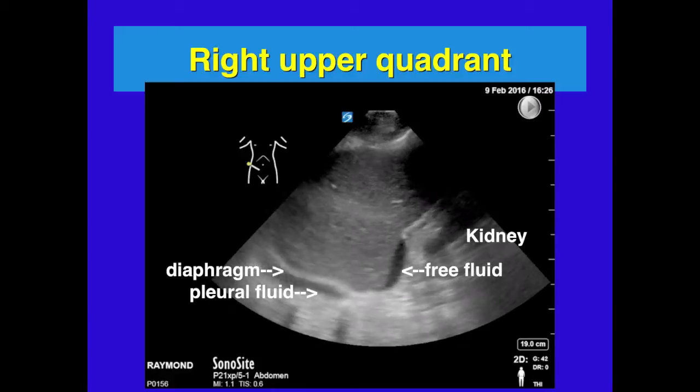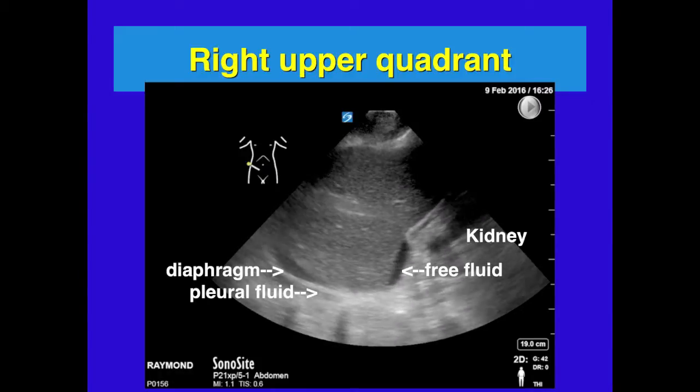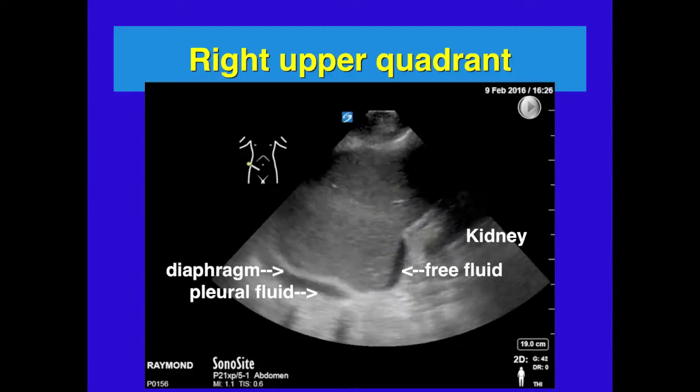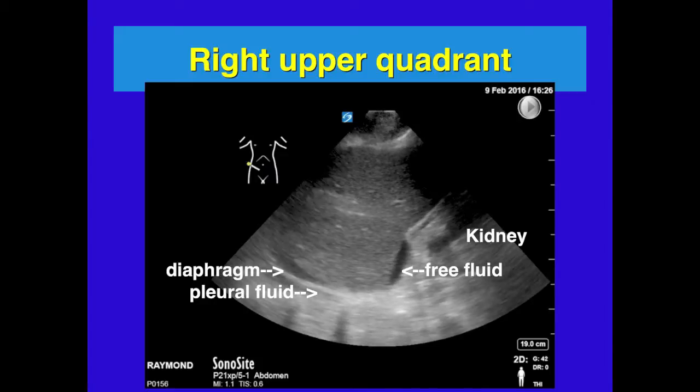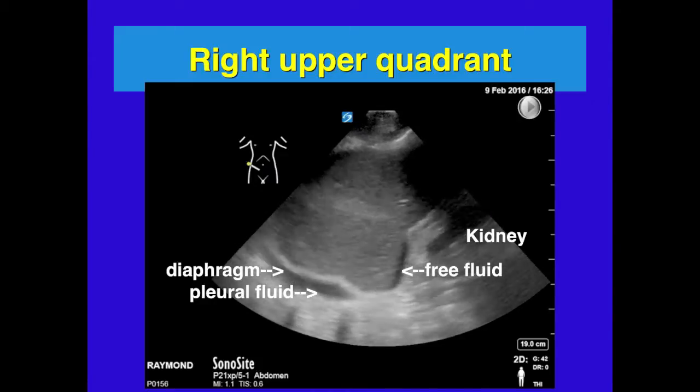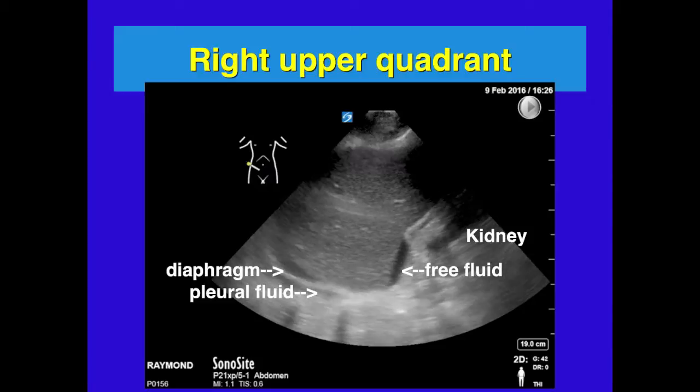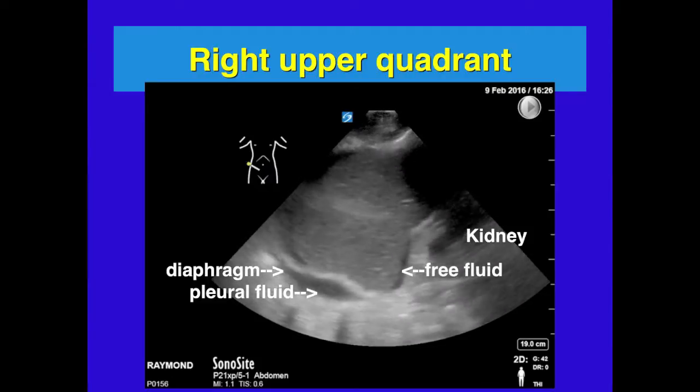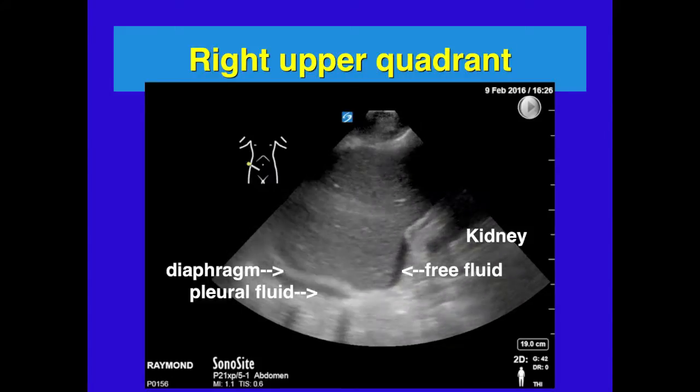Being able to identify the diaphragm will enable you to see the difference between free fluid in the abdomen and free fluid in the lung space. This can be very important when assessing for pleural fluid as well as patients with cirrhosis.